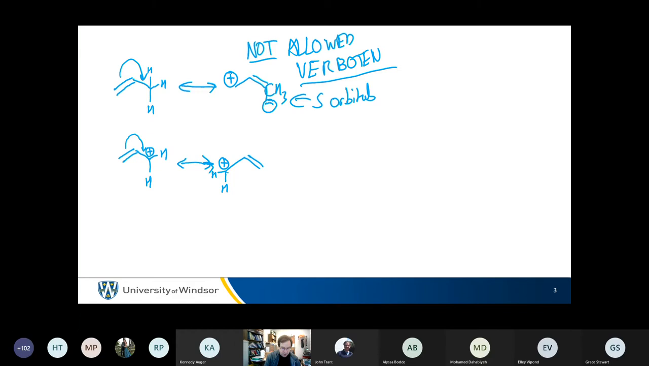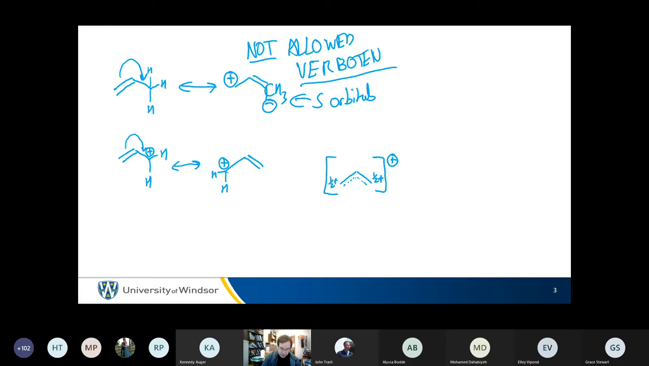Okay. So is either one better than the other? Nope. That's what I'm asking. Identical. Those two are absolutely identical. But it's good that it can do it, because now if I try and draw the overall resonance hybrid of this, I can honestly say this is 1/2+ and 1/2+.